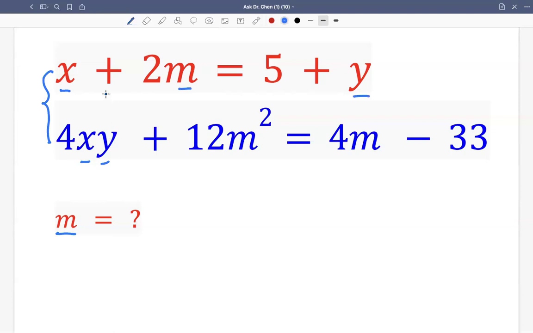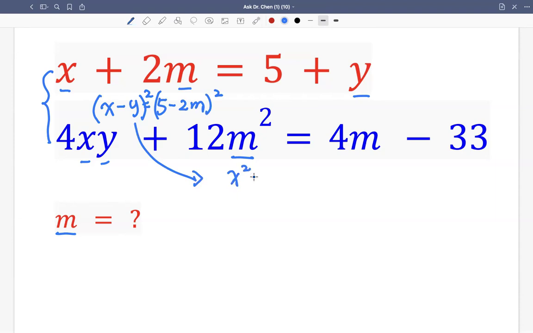So what do we do? Let's rewrite the first equation. The first equation we can write as x minus y equals 5 minus 2m. Right? So move y to the left-hand side, and move 2m to the right-hand side. So we get the x minus y relationship in terms of m. Now, let's square both sides. If we square both sides, because in the second equation we see m squared, right?